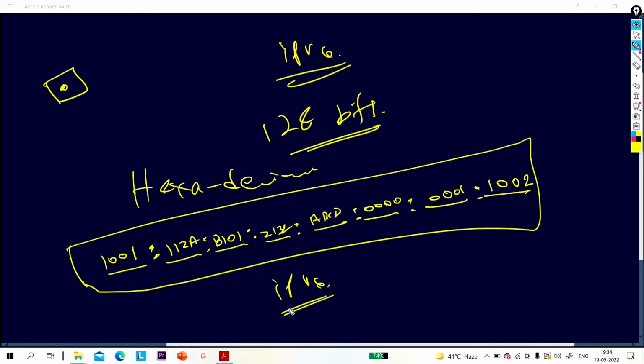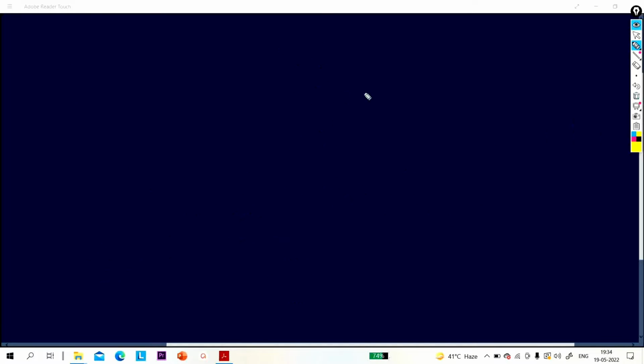IPv6 address. Fine. So how many fields will be there in IPv6? There will be 8 fields. In each field there will be 4 hexadecimal characters, and 1 hexadecimal character consists of 4 bits. So that's the reason it is a 128 bits address. Fine.